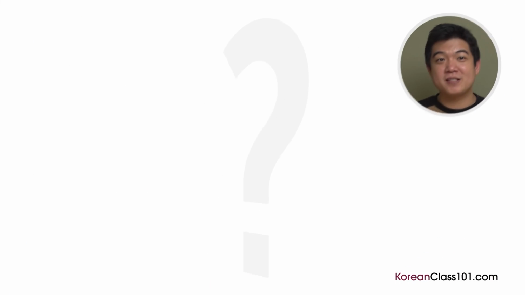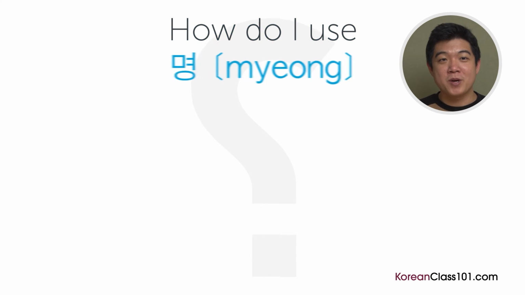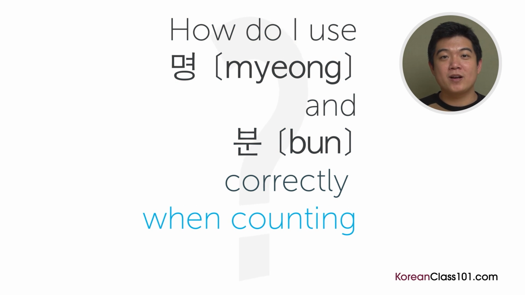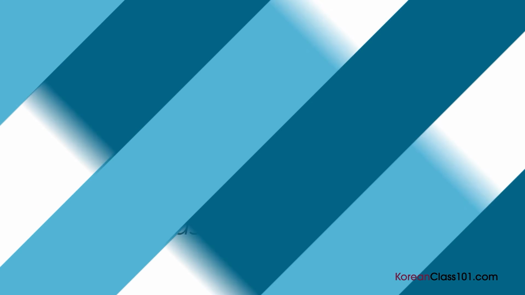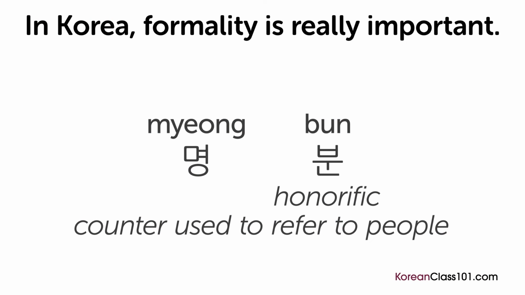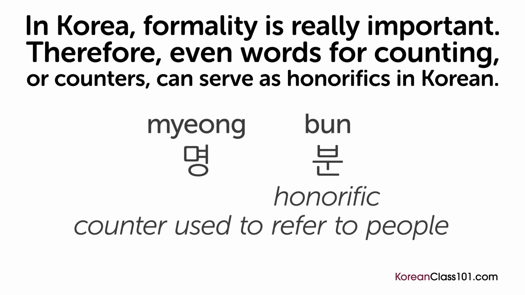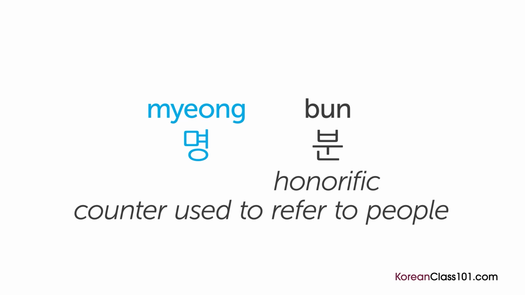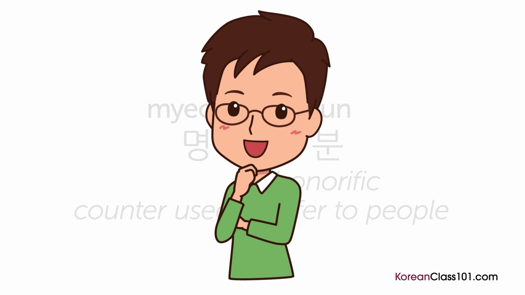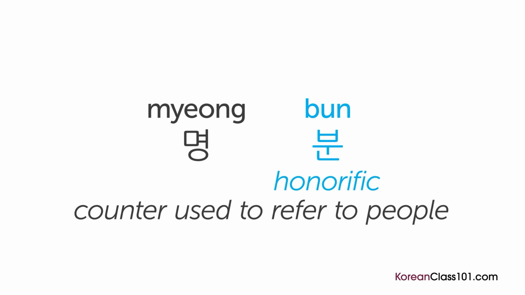The question for this lesson is, how do I use 명 and 분 correctly when counting in Korean? In Korea, formality is really important. Therefore, even words for counting or counters can serve as honorifics in Korean. For example, 명 is a counter used to refer to people. However, when you're talking about people who are older or of a high status, you should use 분. It's an honorific counter used to refer to people.